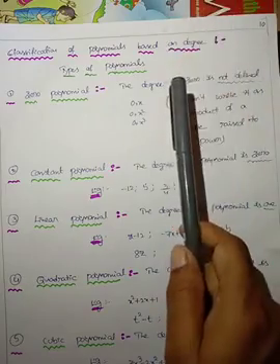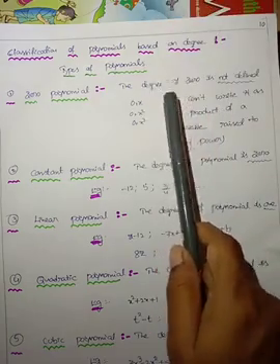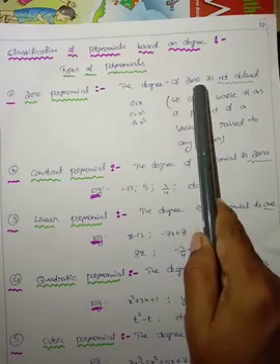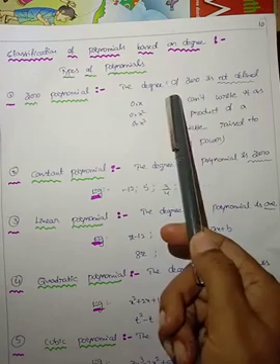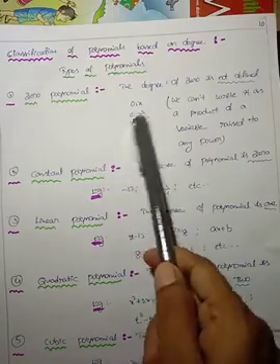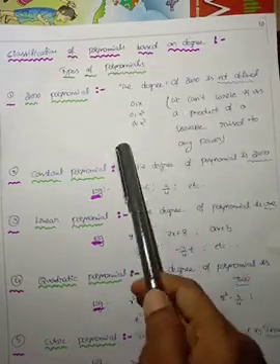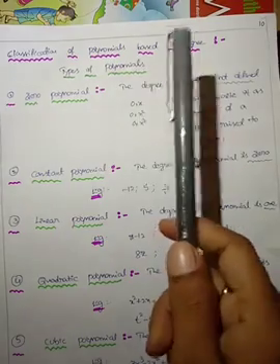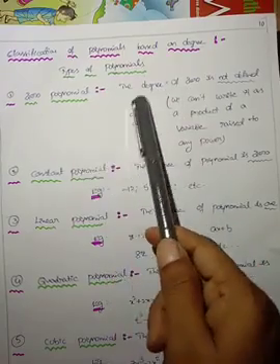The polynomial whose degree is not defined is called the zero polynomial. The example of a zero polynomial is 0, because the degree of 0 is not defined. We can't write it as a product of variables raised to any power: 0 times x, 0 times x square, 0 times x cube.